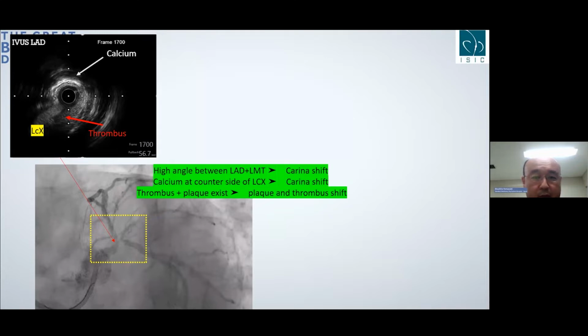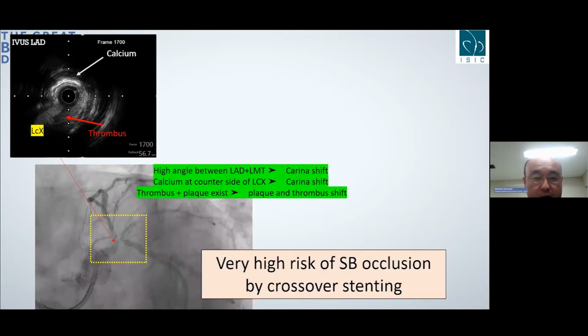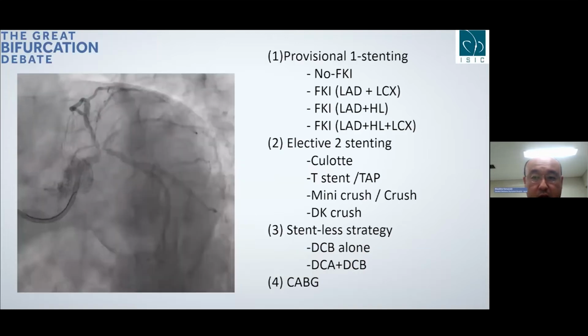So I agree with Dr. Munawar that this is a very, very high risk side branch occlusion anatomy. In the angiogram, with the high angle in the LAD and the left dominant system, it is easy to occur in the carina. And from the IVUS findings, there is calcium on the counter side of the circumflex and thrombus. Plaque and thrombus shift is easy to occur. So it is a very, very high risk bifurcation. So the crossover risks losing the branches, so we have to prepare.